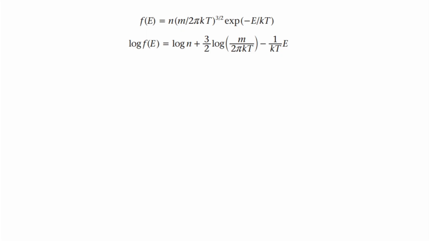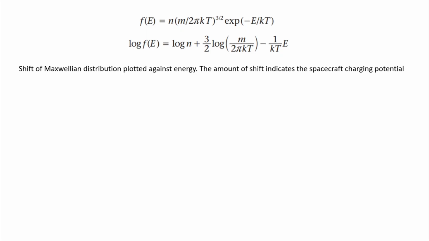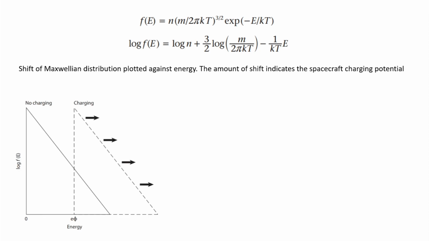So, we already wrote these two equations. What I told you is that the Maxwellian distributions are shifted. In this case, for the species like the ions which are getting attracted, it is getting shifted towards the positive side. So, this one, there you see. It has shifted by this much, E phi, where E is the charge of the electron and phi is the potential the spacecraft has already got.